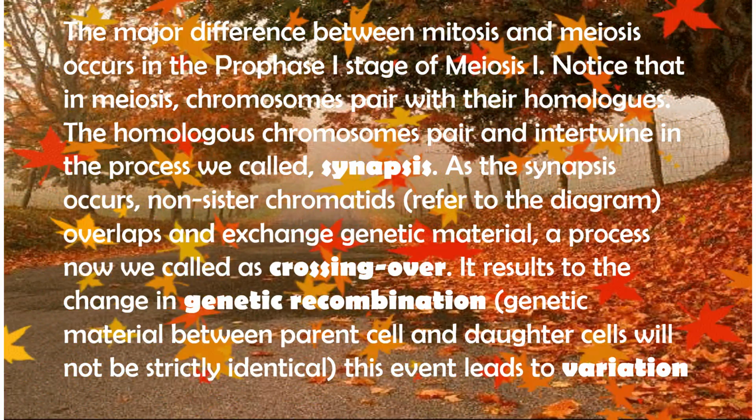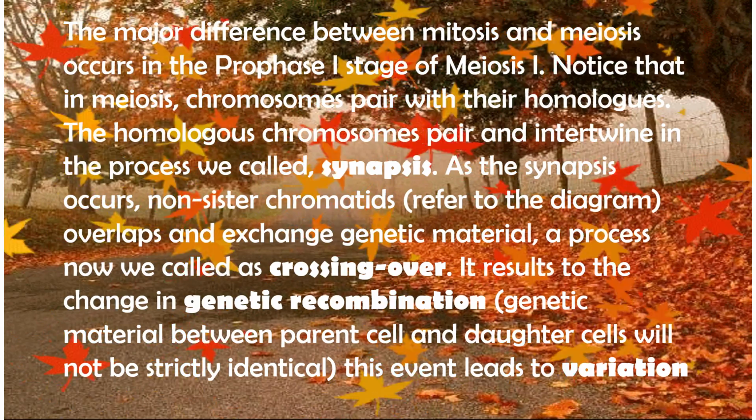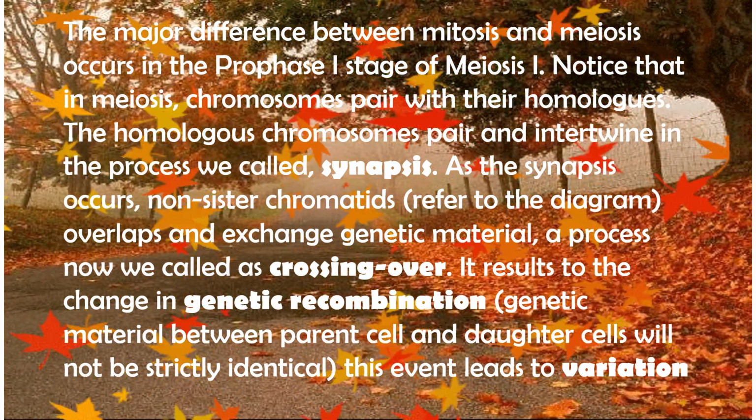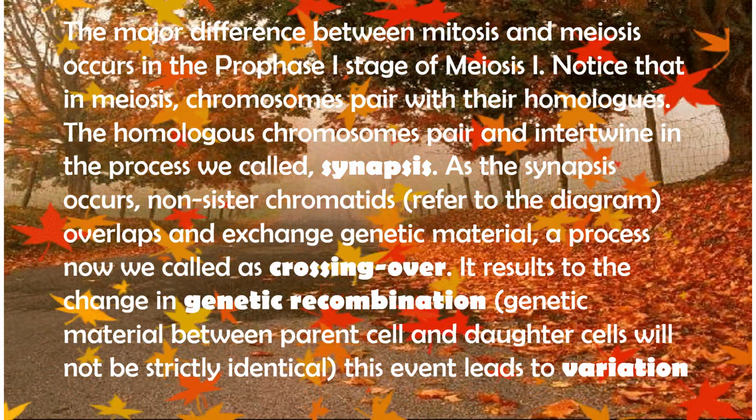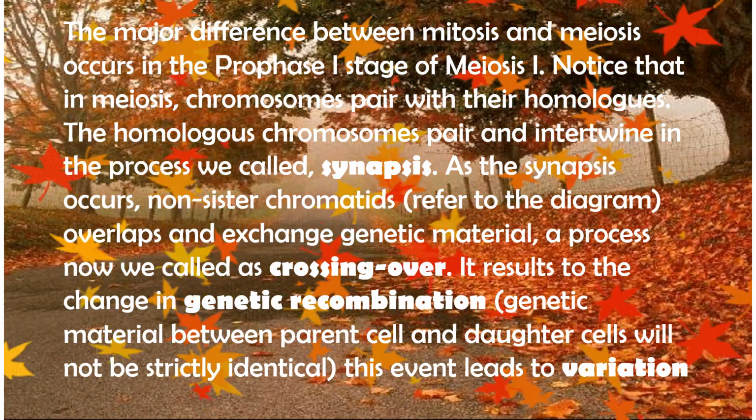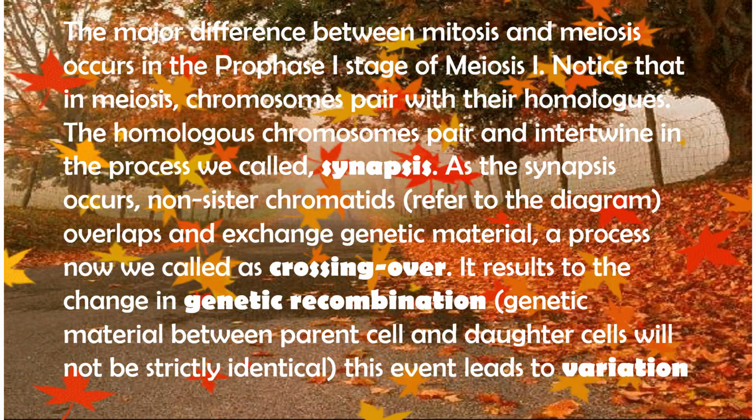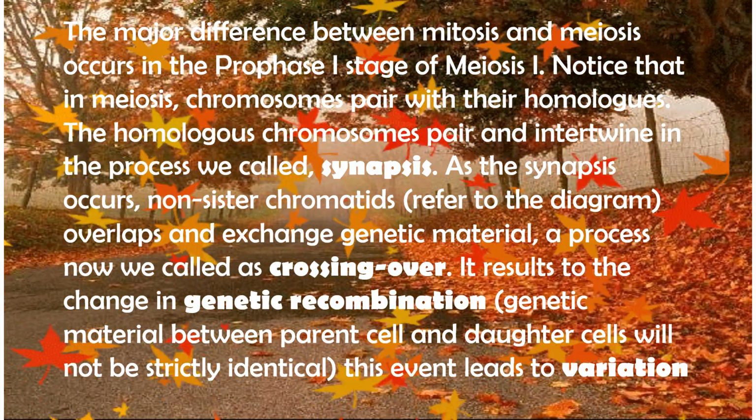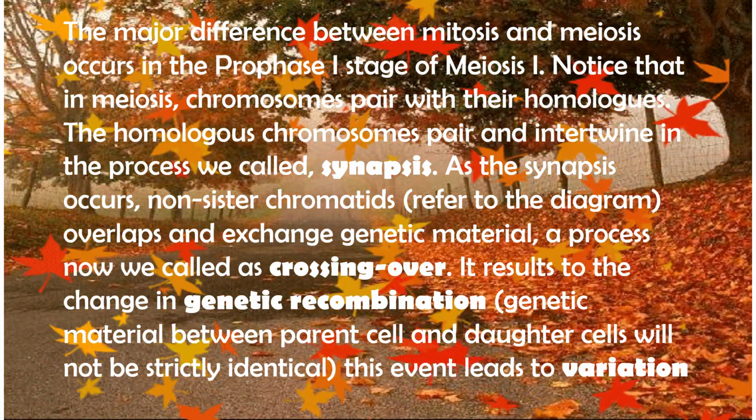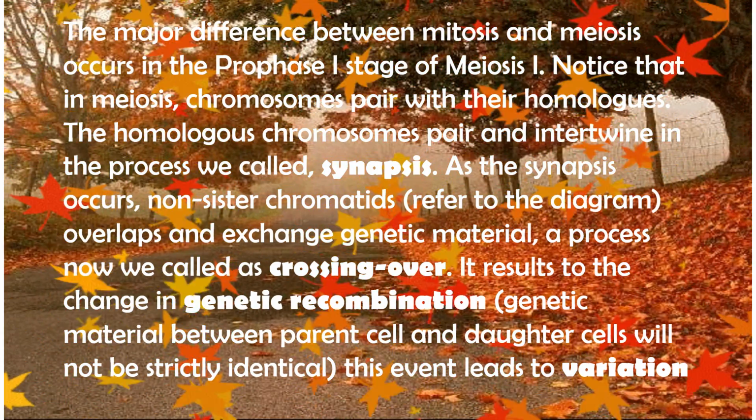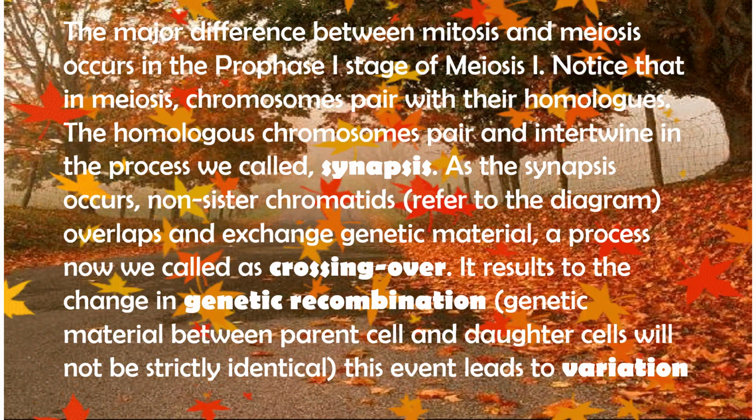the major difference between mitosis and meiosis occurs in prophase 1 of meiosis 1. If you notice, in meiosis, chromosomes pair with their homologous. The homologous chromosomes pair and entwine in the process we call synapsis. As synapsis occurs, non-sister chromatids overlap and exchange genetic material, a process we call crossing over. It results in genetic recombination. Our genetic material between parent cells and the daughter cells will not be strictly identical. So this event leads to variation, okay?